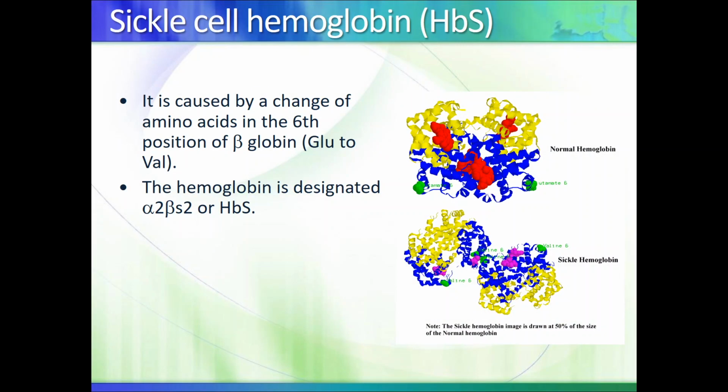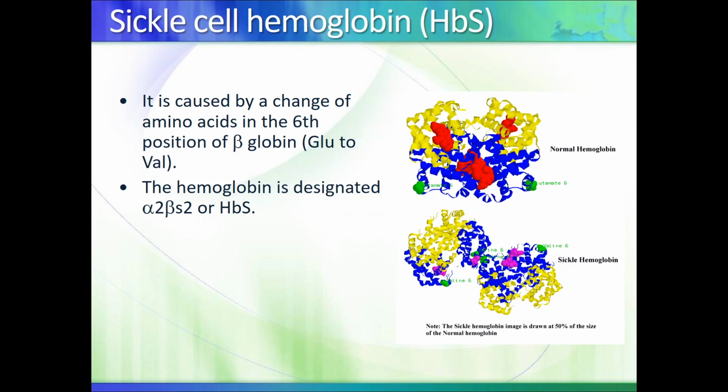So let's talk about the first one. We talked about HbS earlier in the introductory biochemistry course. So just to refresh your memories, it's caused as a result of a mutation in amino acid number 6, whereby we have a change of amino acids from glutamate to valine. Glutamate is a negatively charged amino acid. Valine is a non-polar amino acid.